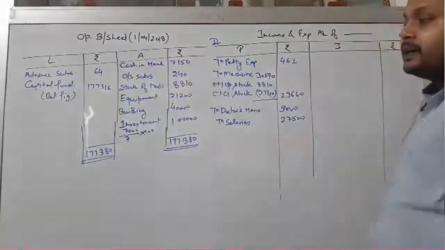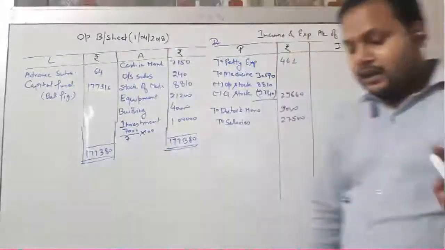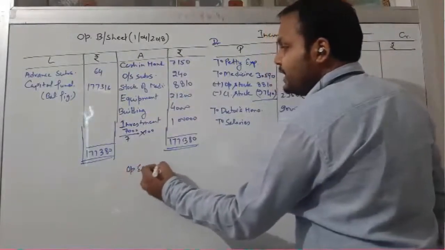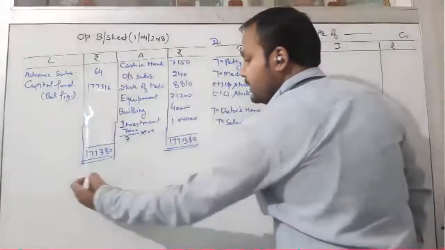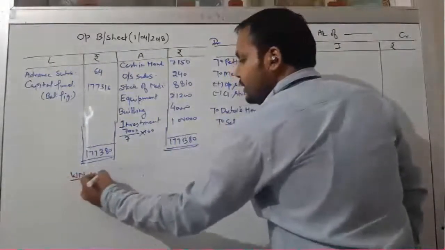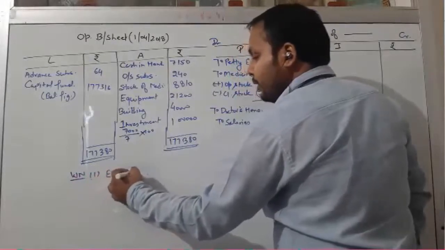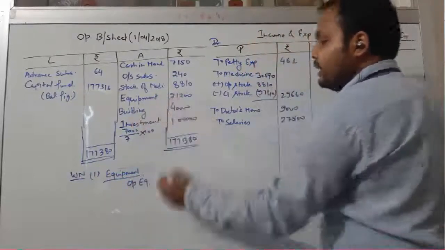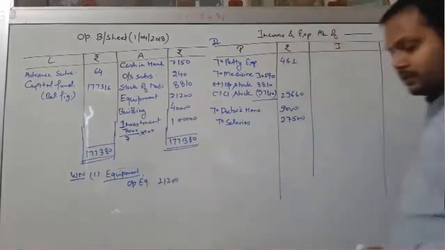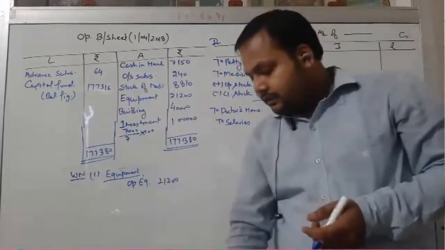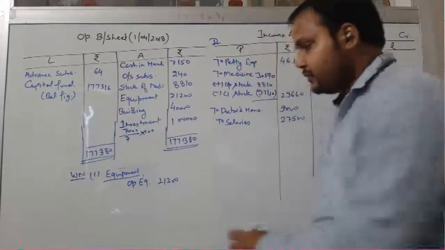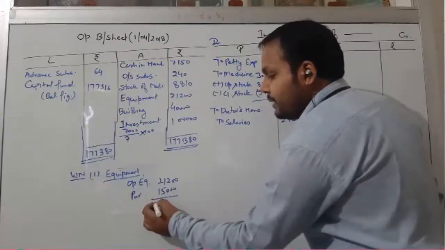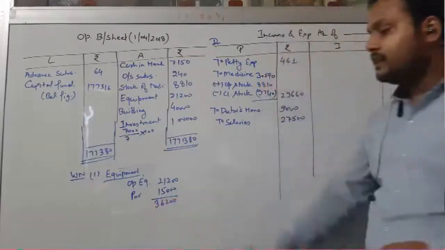सैलरी के बाद दिया इक्विपमेंट. You know very well, इक्विपमेंट के साथ आपको थोड़ा सा दिमाग लगाना पड़ेगा, because opening equipment is 21. If we talk about equipment, here we talk about the working note related to equipment. Okay, so the opening equipment given in the balance sheet is 21,200. And we purchased equipment during the year, that is 15,000. During the year हमने purchase कितना किया, 15,000 का. So end में हमारे पास equipment कितना होना चाहिए, 36,200.